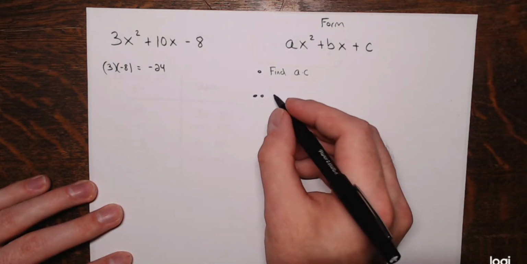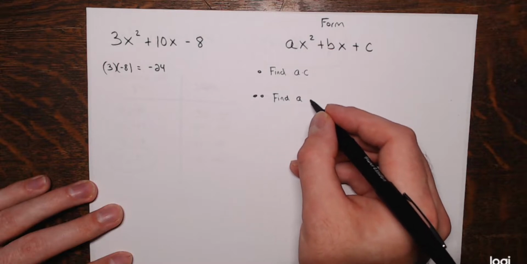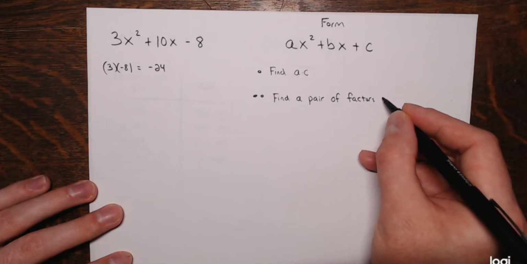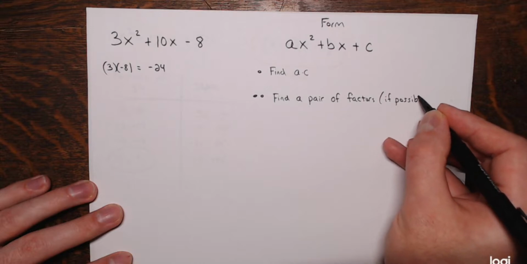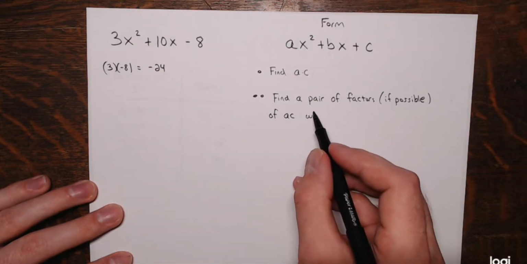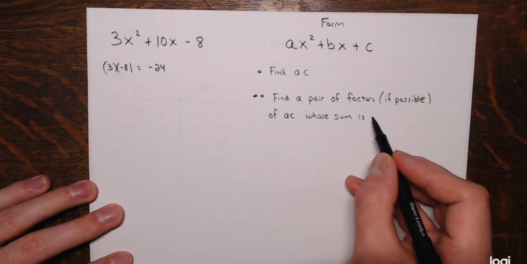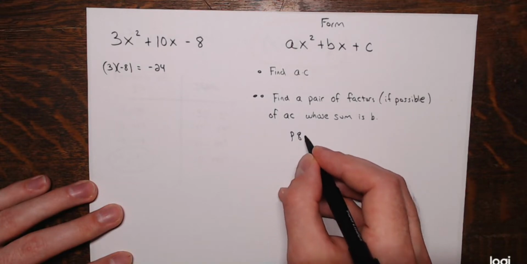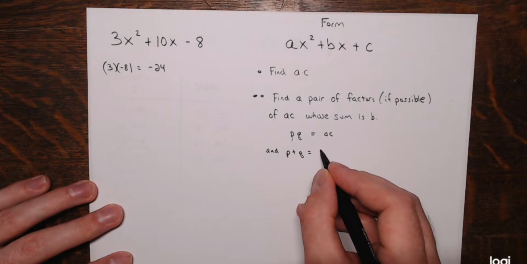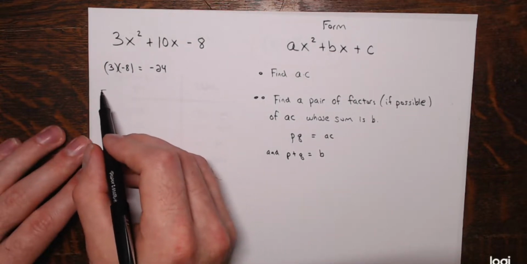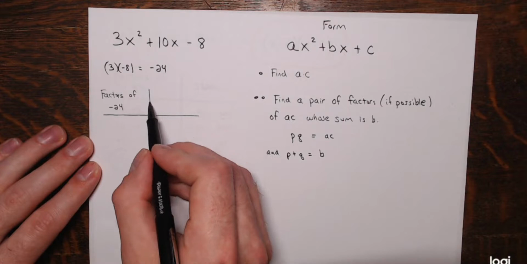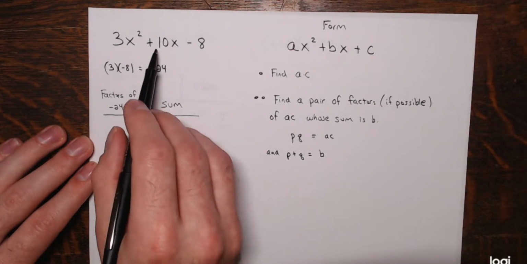I wish now to find a pair of factors, if possible, of this AC, this negative 24 here, whose sum is B. I'll call them P and Q, so I want P times Q to be the same as AC, and at the same time, P plus Q to be B. So if I do a little chart again, we're looking for a pair of factors of negative 24 whose sum is positive 10.